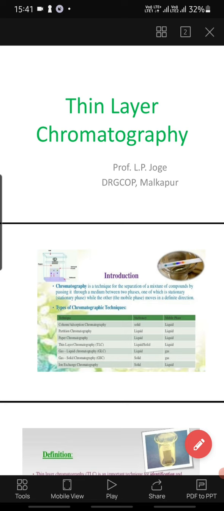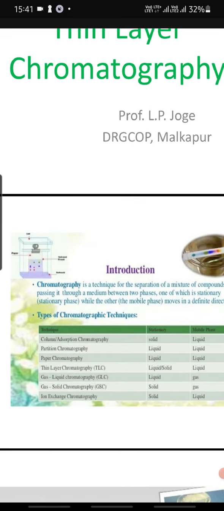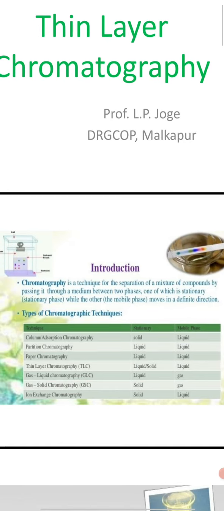So in introduction, chromatography is the technique for the separation of a mixture of compounds by passing it through a medium between two phases, one of which is the stationary phase while the other is the mobile phase, which moves in a definite direction. So there are different types of chromatographic techniques.